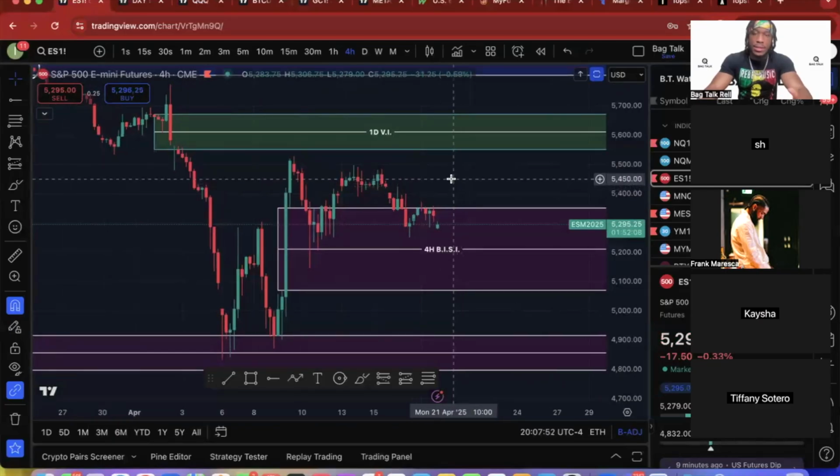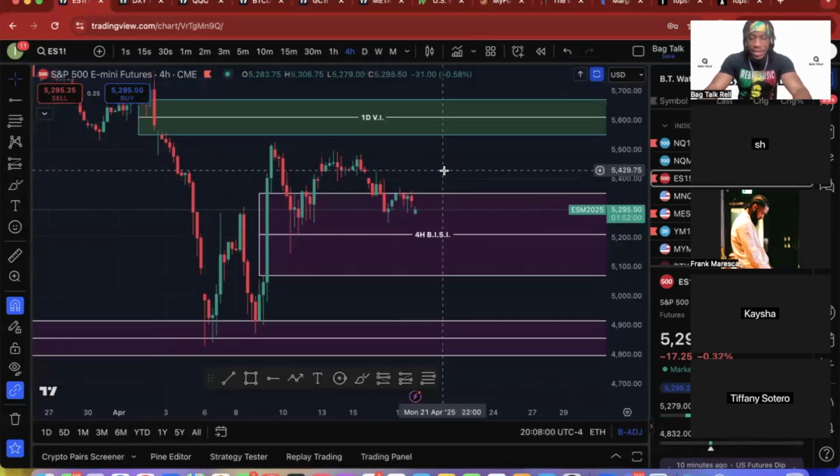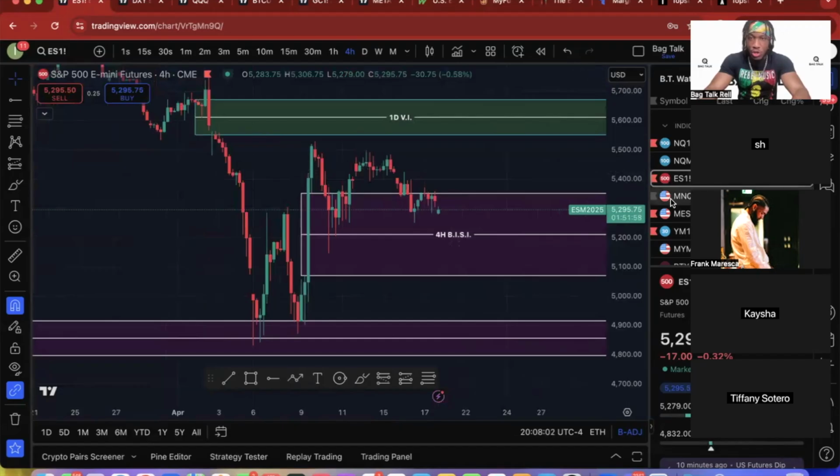So yeah, ES is literally the same analysis. I literally have no difference of analysis here on ES. It's the exact same thing. I'm gonna be real. Now I'm not saying that in a bad way, Tiff. I'm just putting them on. They don't know what it is.